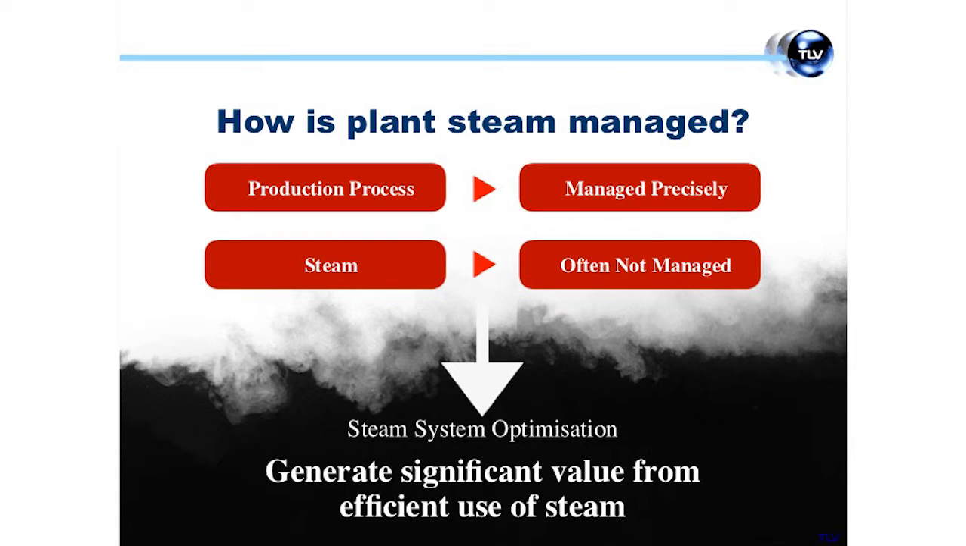So I'd like to start by asking the question of how is plant steam managed? From our experience, the production process is managed very precisely, but the steam system, I'll say, is often not managed, and I think I'm being optimistic. If we can optimize the steam system, we can generate a significant value by using steam in the most efficient way.